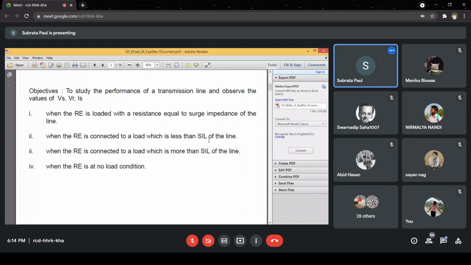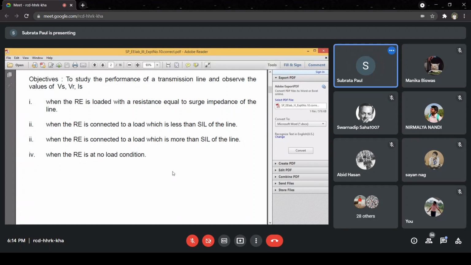And when it is loaded with less than SIL, the receiving end voltage magnitude will be somewhat higher than the sending end voltage magnitude. When it is loaded by more than SIL, the receiving end voltage magnitude will be lower than its sending end voltage magnitude. So just remember these ideas, and we then go to the next slide.